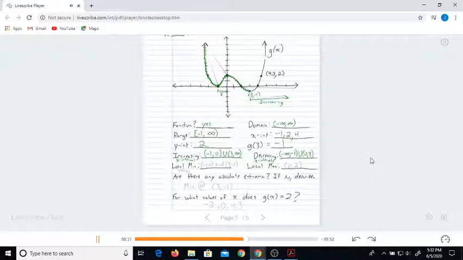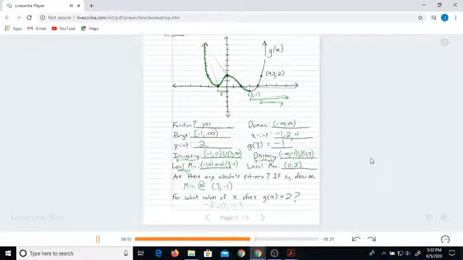So local minimums, those are kind of like our valleys. So if you look, we have two of them. We have a local minimum at -1, 0. And also at 3, -1. And then for our local maximum, those are like our peaks. We only have one peak at 0, 2. And are there any absolute extrema? Yes, there's an absolute minimum, and that's at 3, -1. So that's the lowest the graph goes.